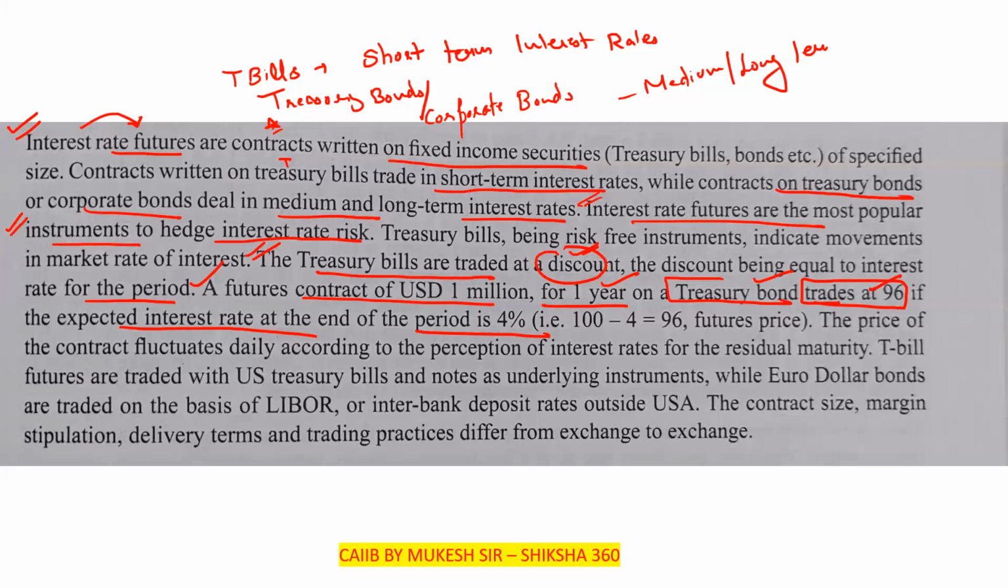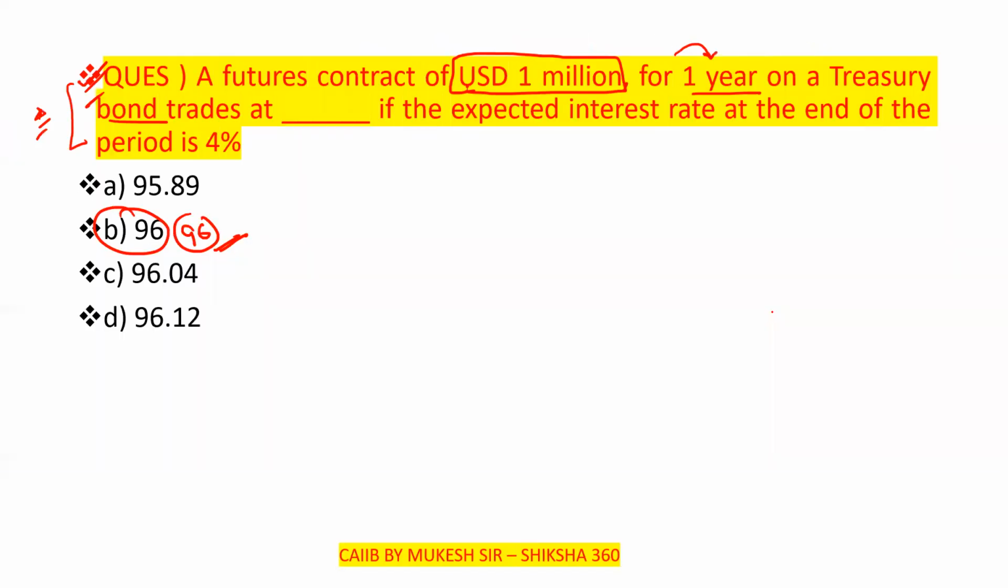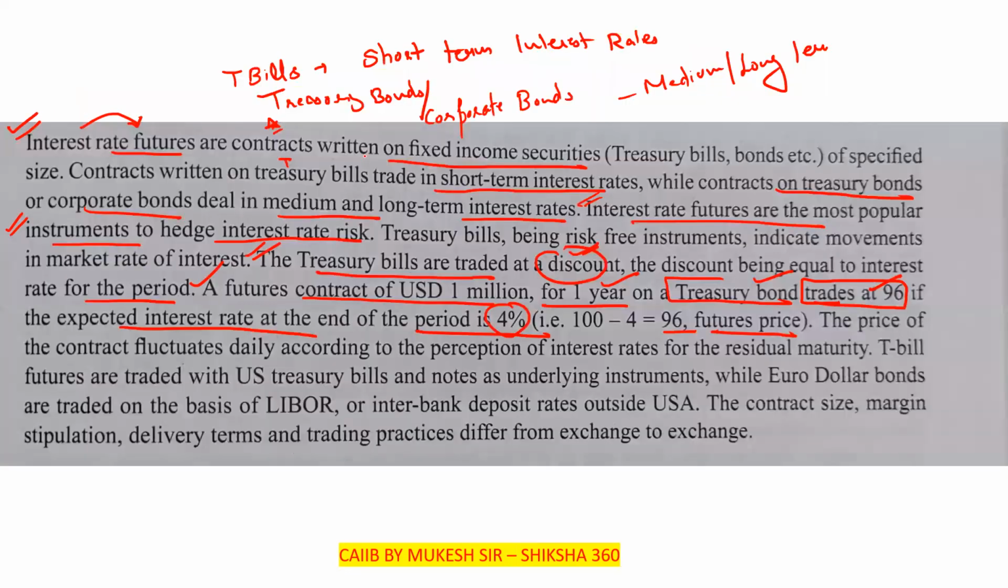That is 100 minus 4. So this is the discount that is equal to the interest rate, that is 100 minus 4, that is 96. That is the futures price. Similarly they are asking, it trades at which price? That is 96, if the expected interest rate at the end of the period is 4%. So 100 to 96. This is the assumption here.